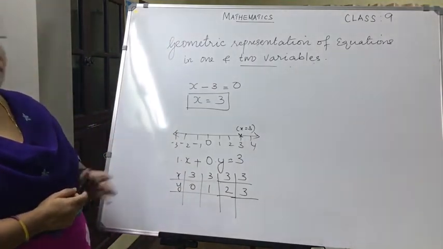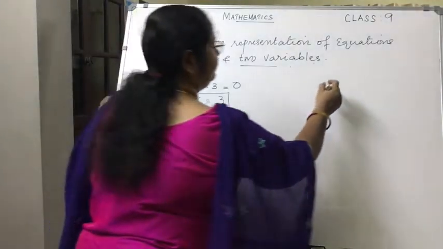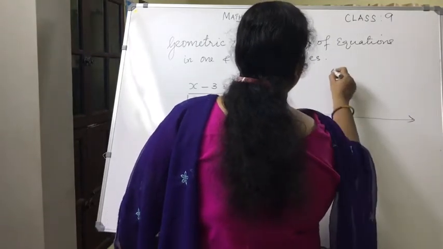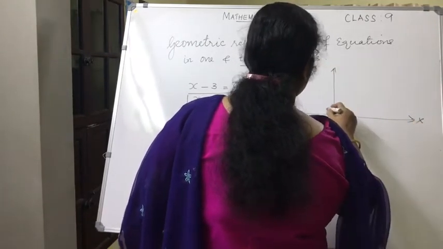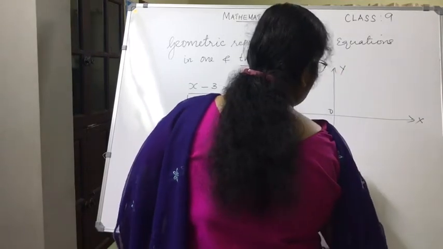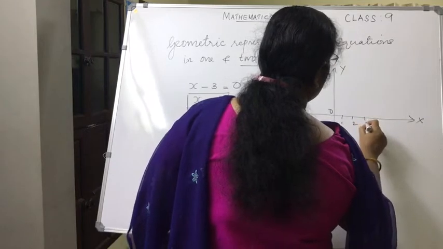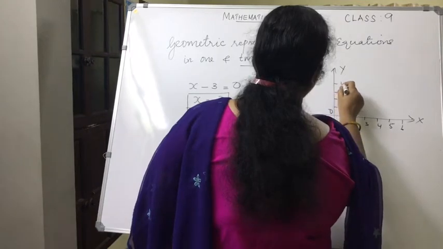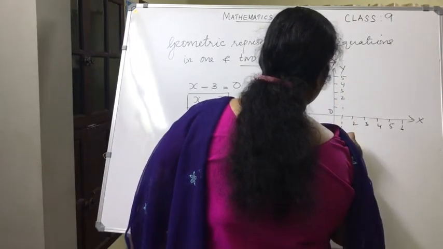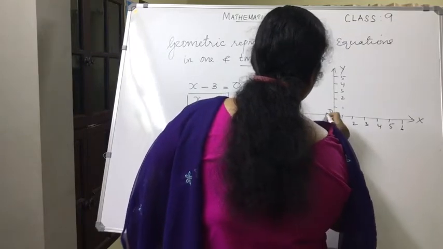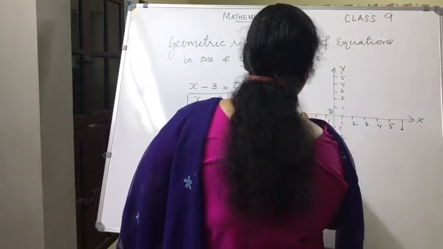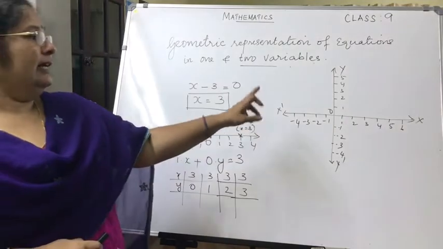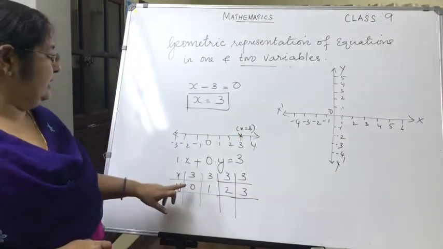Now how to plot the graph? Already we have got the points. Let us plot the graph. So I have drawn the axis here. The plane is ready. Now let us plot the points.